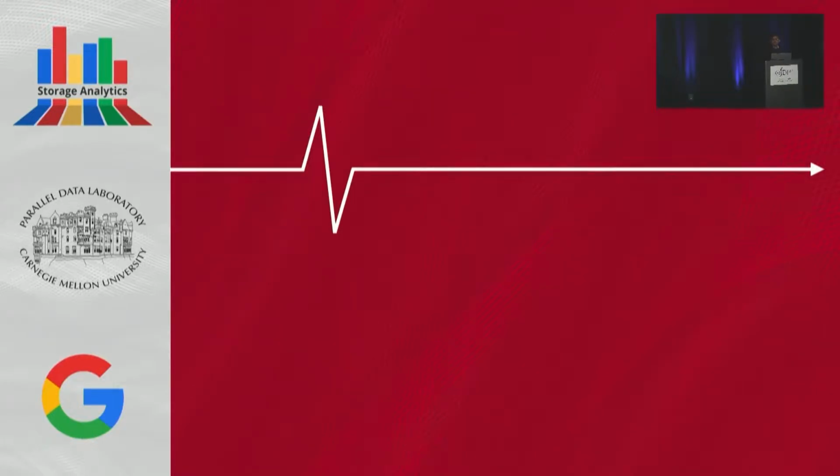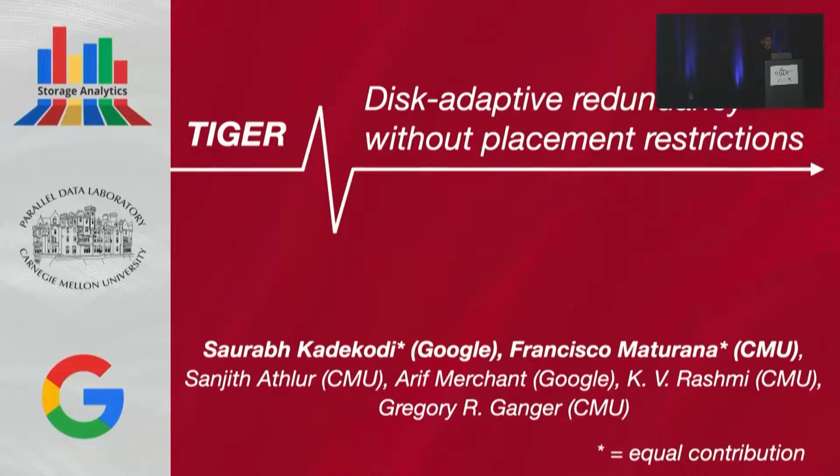Good afternoon. My name is Saurabh Kadekodi, and I'm here to talk about Tiger, which is disk adaptive redundancy without placement restrictions. This is in collaboration with my colleagues from CMU and Google. And Francisco Maturana is actually here, so you can catch him and talk to him if you have more questions also. So this is part of a larger body of work called disk adaptive redundancy, or DARE.